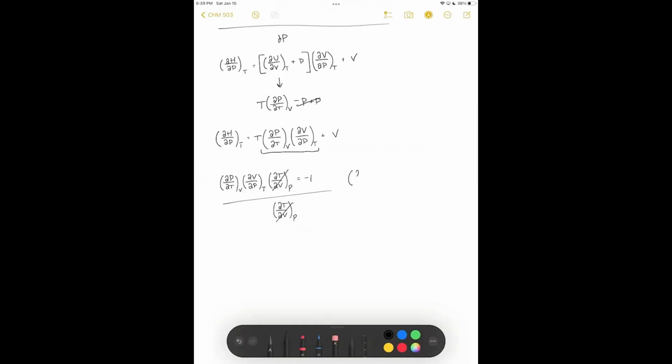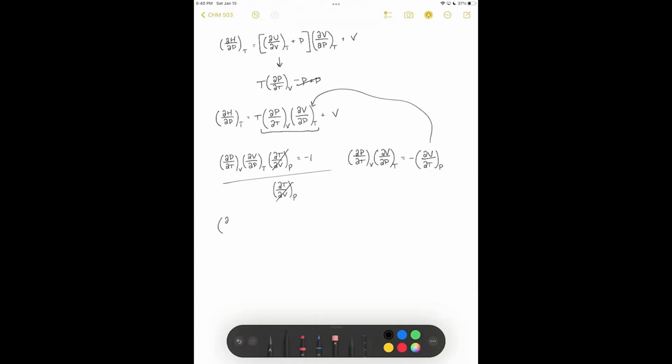So what we can say then is that the partial derivative of pressure with respect to temperature at constant volume times the partial derivative of volume with respect to pressure at constant temperature is equal to negative the partial derivative of volume with respect to temperature at constant pressure. And so we can go ahead and plug this guy in here to have a nice compact form of the partial derivative of enthalpy with respect to pressure. So we do that, we get the partial derivative of enthalpy with respect to pressure at constant temperature is simply equal to V minus T times the partial derivative of volume with respect to temperature at constant pressure.